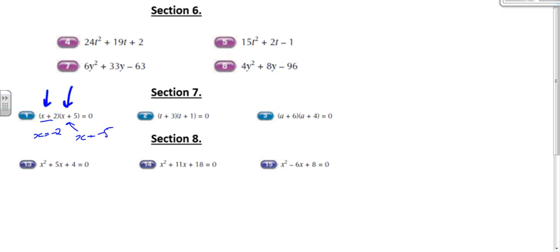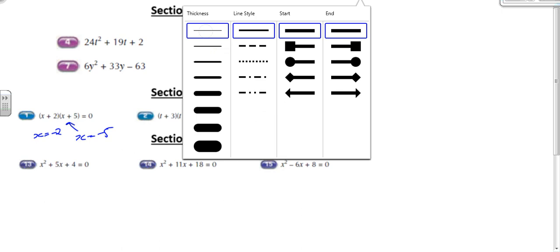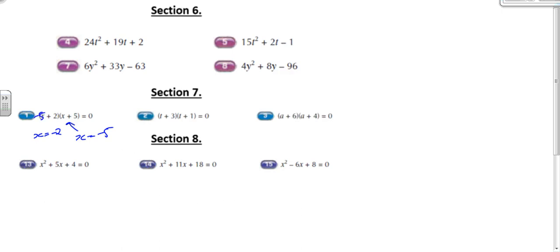And the reason for that is if you substitute minus 2 into this, that's going to be minus 2 plus 2, minus 2 plus 5. So minus 2 plus 2 is going to be 0. So that's going to be 0 for that bracket, times by minus 2 plus 5 is 3. So it's 0 times 3, which equals 0. Also, if you did it the other way around, and you use minus 5 plus 2 equals minus 3. Minus 5 plus 5 equals 0, so that's minus 3 times 0, which equals 0.